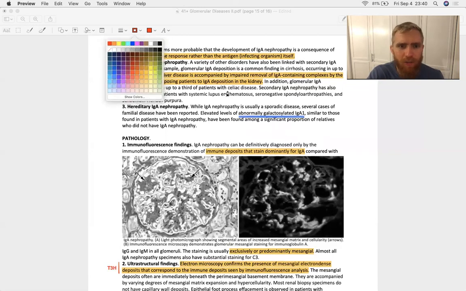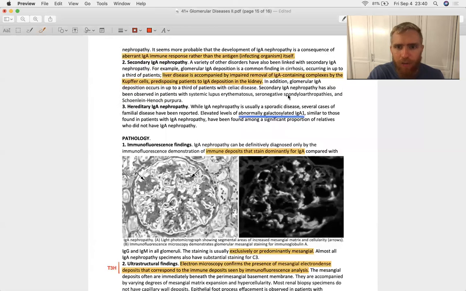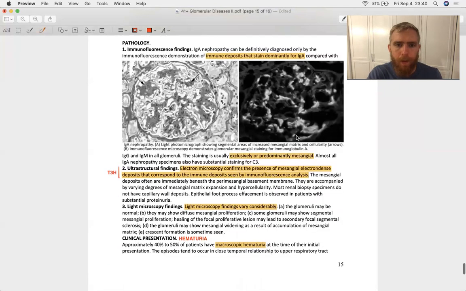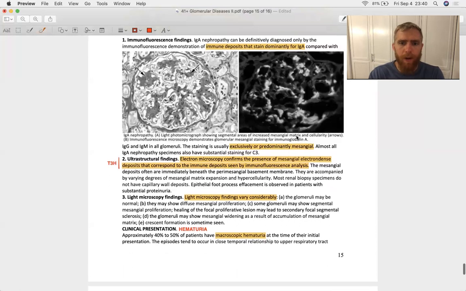Might occur in patients with celiac disease. And again, you also see it in the seronegative spondyloarthropathies. How do we diagnose it? Immunofluorescence for IgA. Electron microscopy shows a lot of mesangial proliferation.